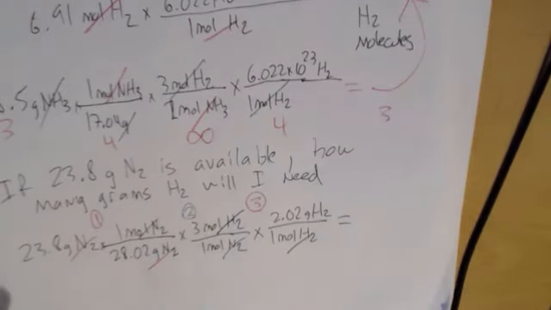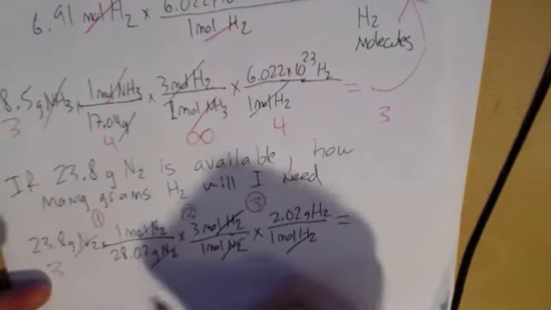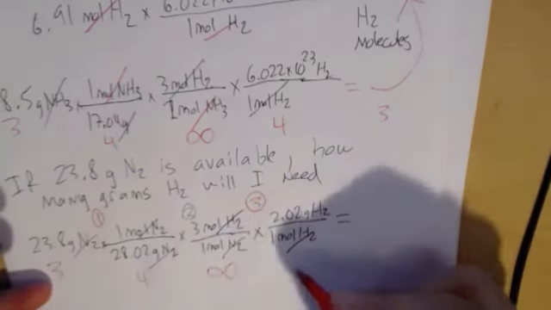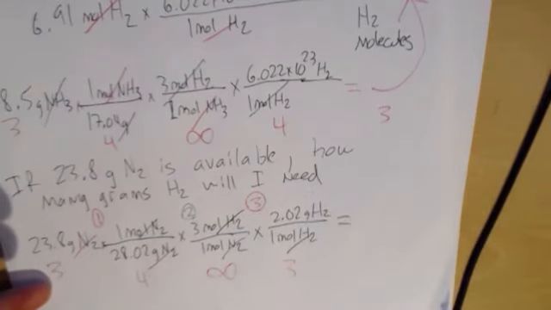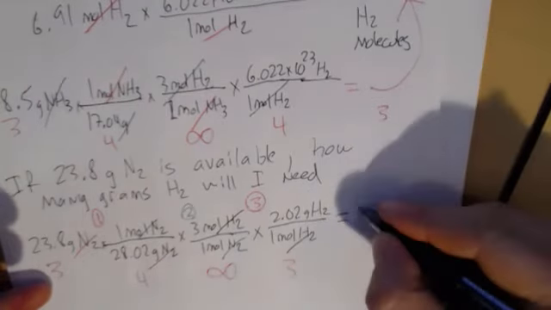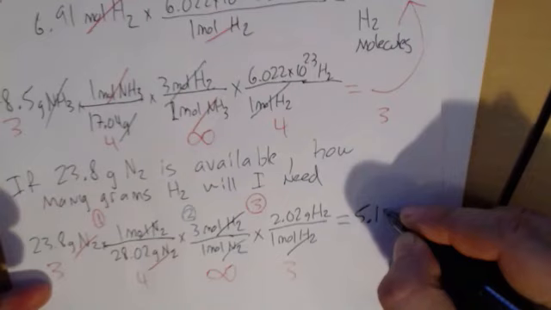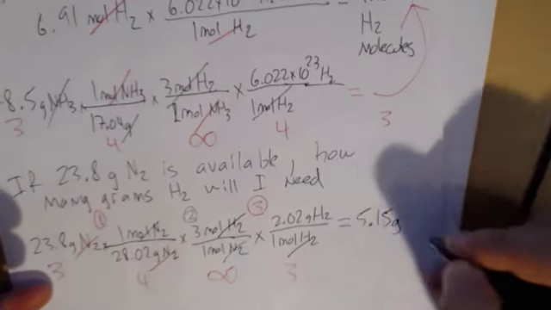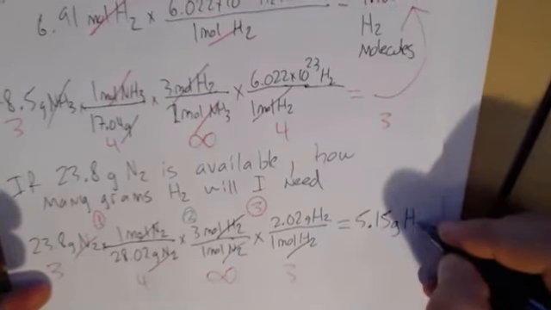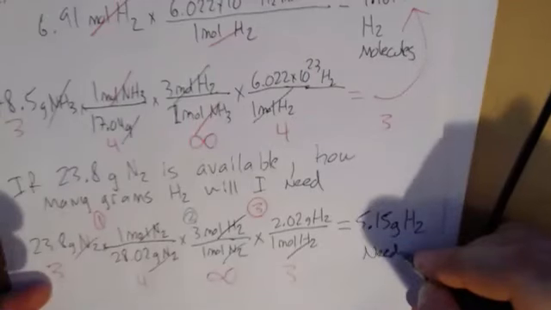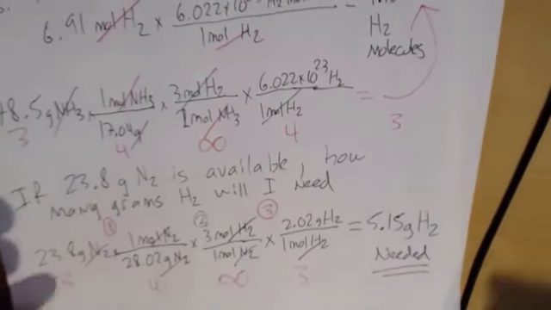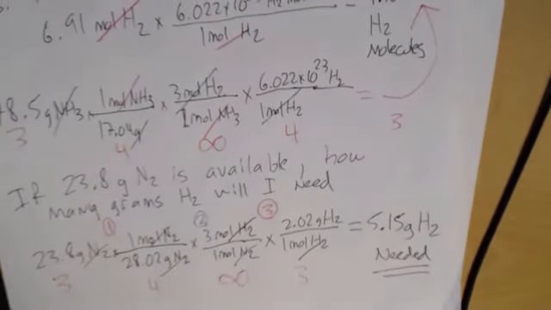Oh, how many sig figs should I have? Does anyone want to figure out the sig figs? It looks like 3 here, 4 there, infinity there, 3 there. So I should have 3. I get 5.15 grams of hydrogen are needed. Okay?